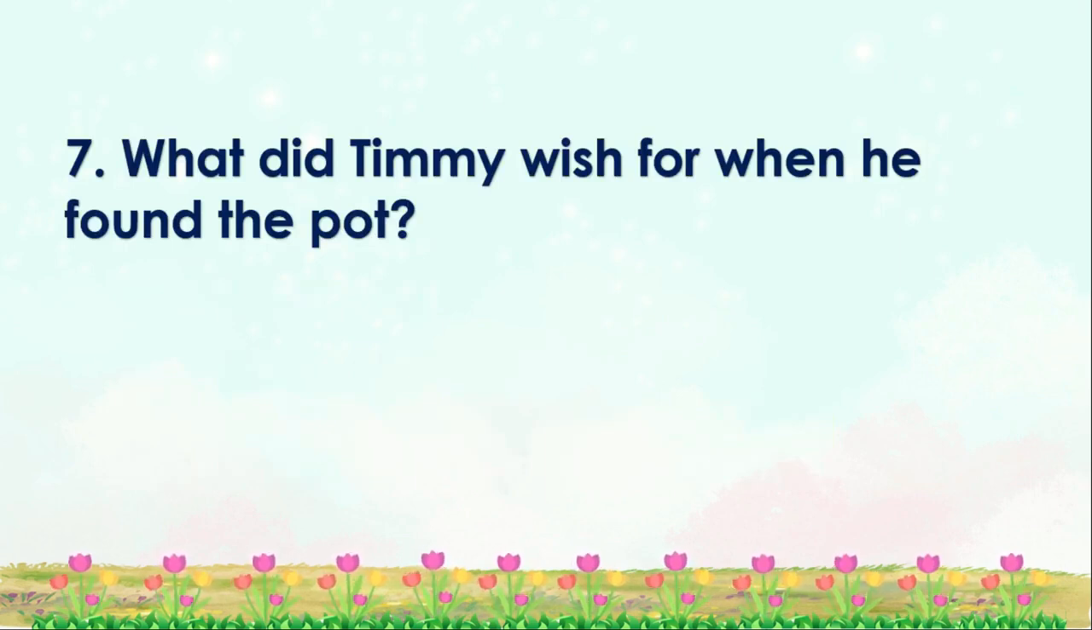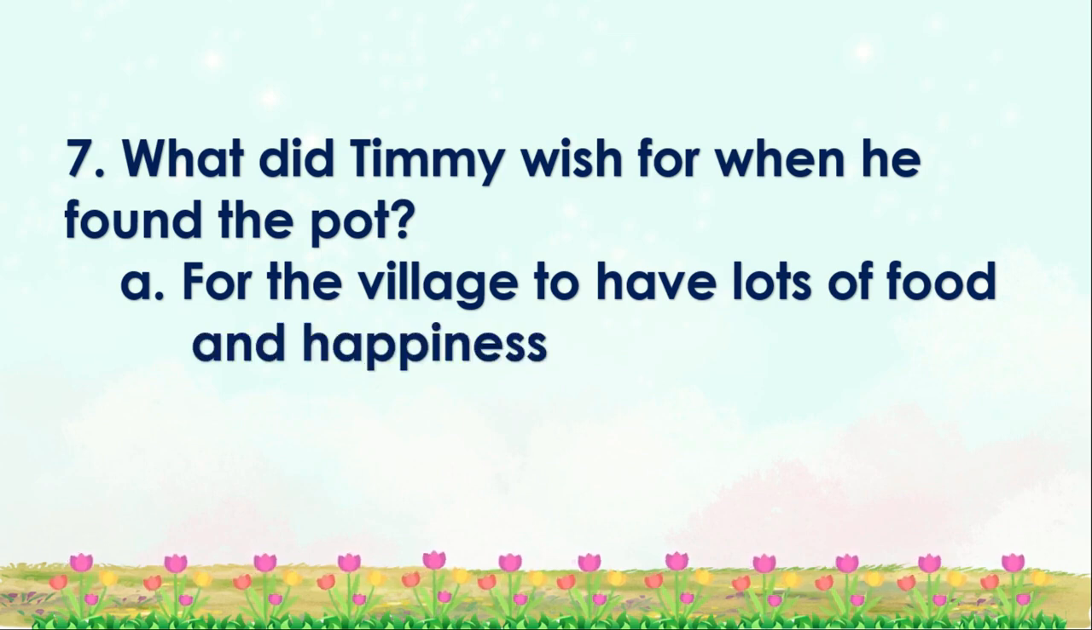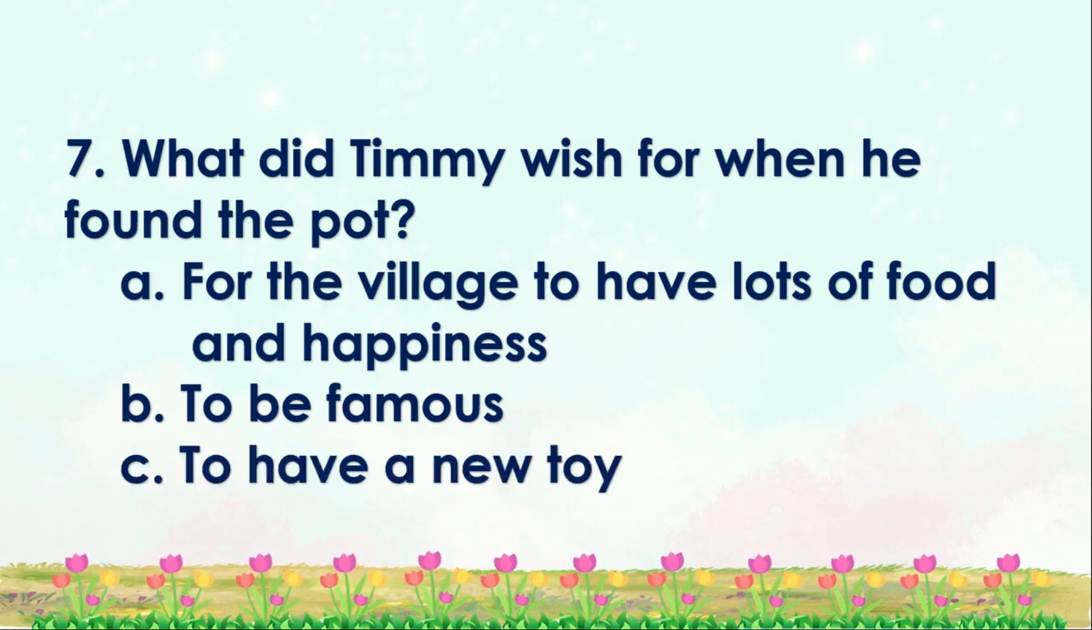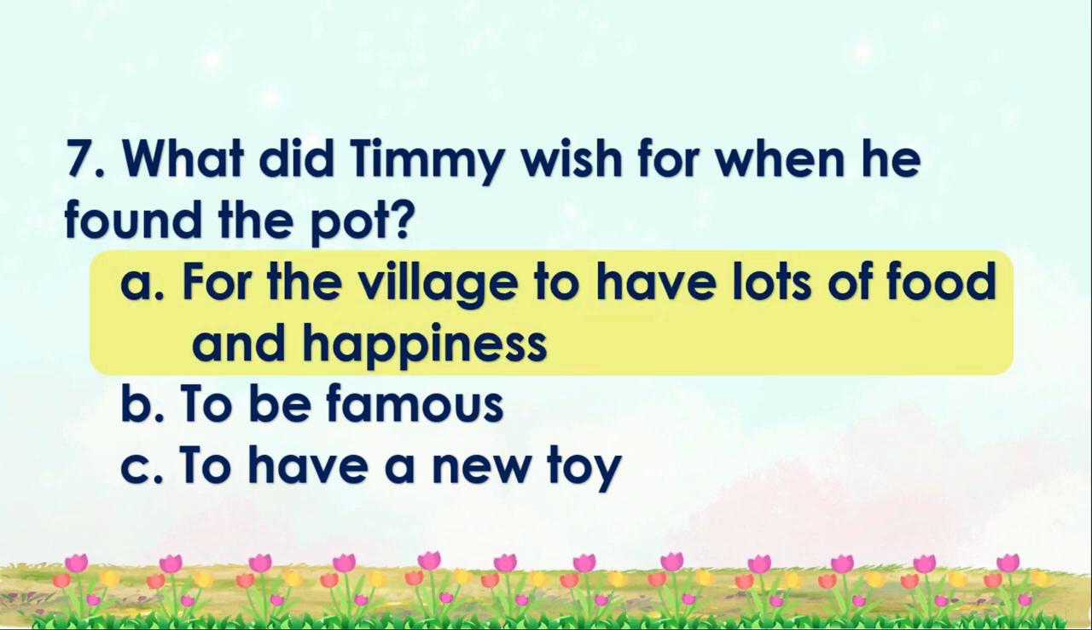Number 7. What did Timmy wish for when he found the pot? A. For the village to have lots of food and happiness. B. To be famous. Or C. To have a new toy. You're right. The correct answer is letter A. For the village to have lots of food and happiness.